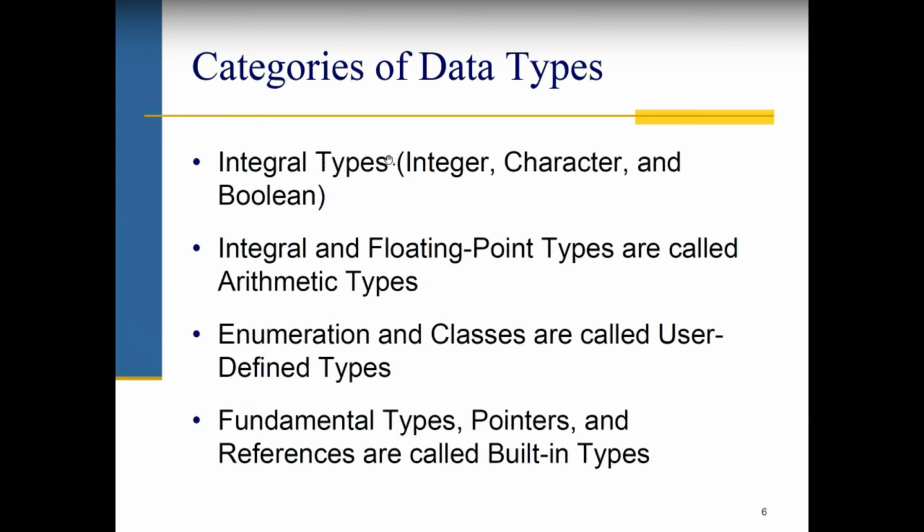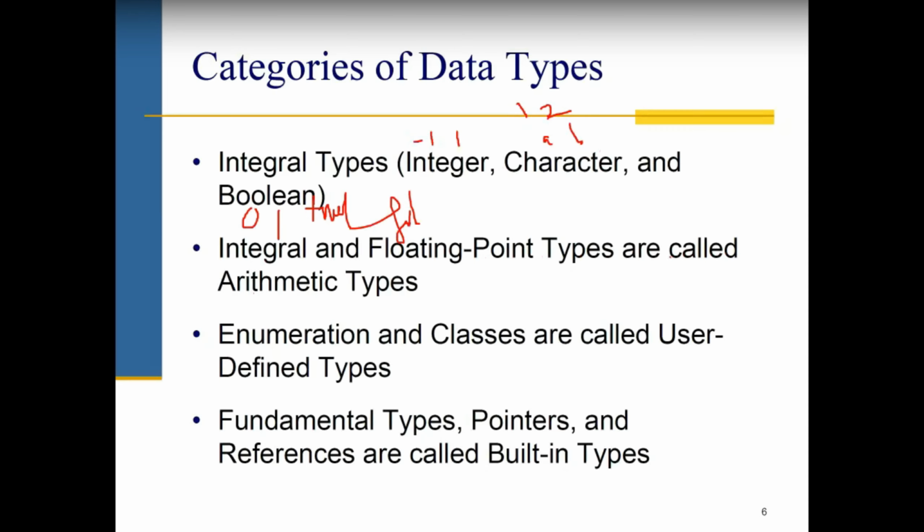The categories of data types: integral data types, that is integer, character, and boolean. Integer can be negative or positive numbers. Character is just a single character. It can be letters, it can be numbers, it can be anything. As far as it is a single character, it is a character. And then we have boolean, which can be written as 0 or 1, or true or false.